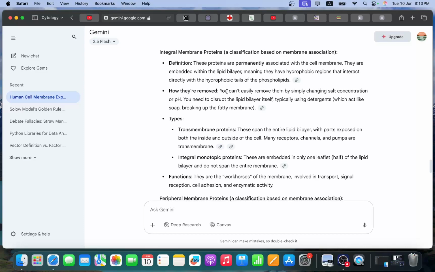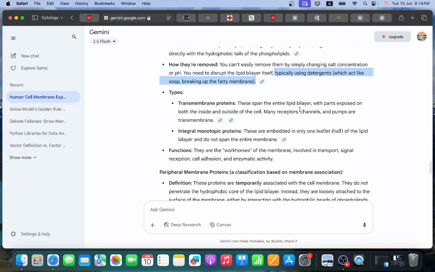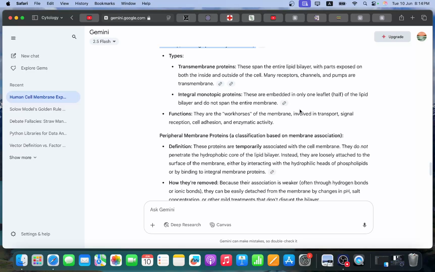How they are removed: you cannot remove them simply by changing salt concentration or pH. You need to disrupt the lipid bilayer itself, typically using detergents, which act like soap, breaking up the fatty membrane. Okay, so this was my remark here: is this why it is so slimy after you have eaten beef curry and stuff like that? The oily substance is this.